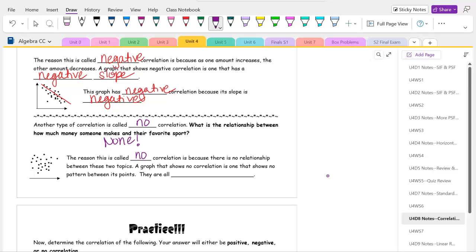A graph that shows no correlation is one that shows no pattern between the 2 points or between all the points, and they tend to be all scattered.